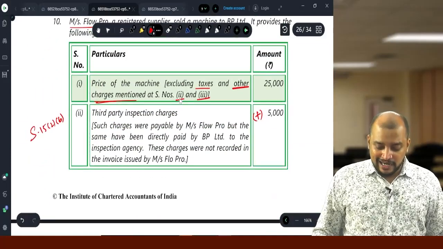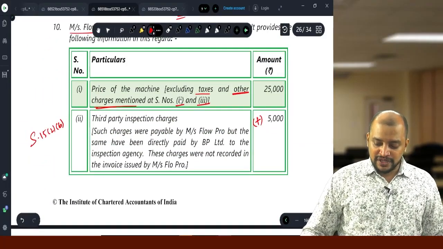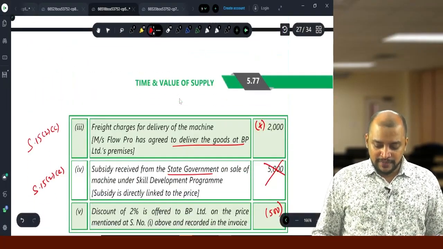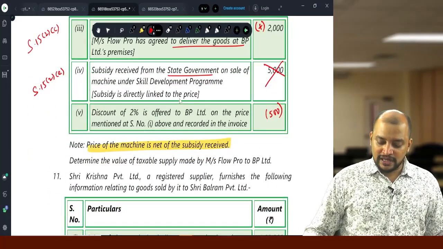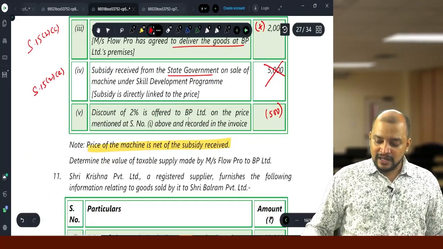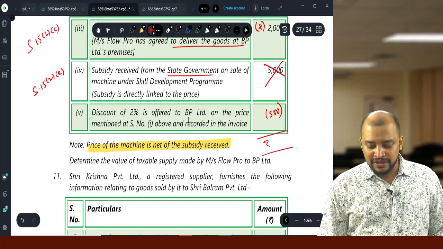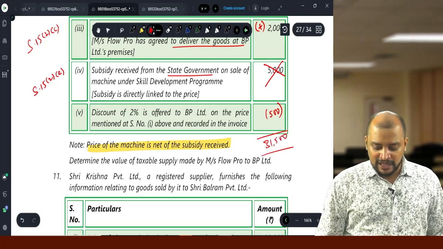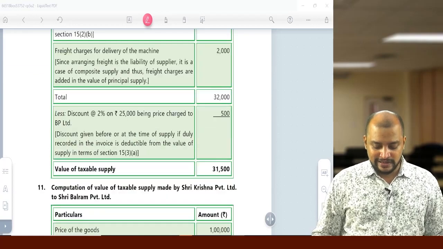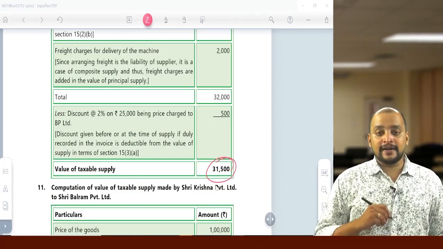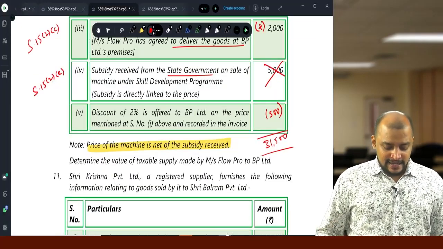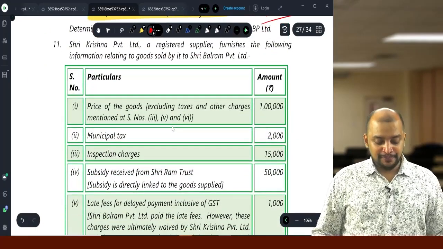So what will be taken as the value? 25,000 plus 5,000 plus 2,000 minus 500, that will be 31,500. 31,500 will be taken as the value in this case. Then another question, question number 11.